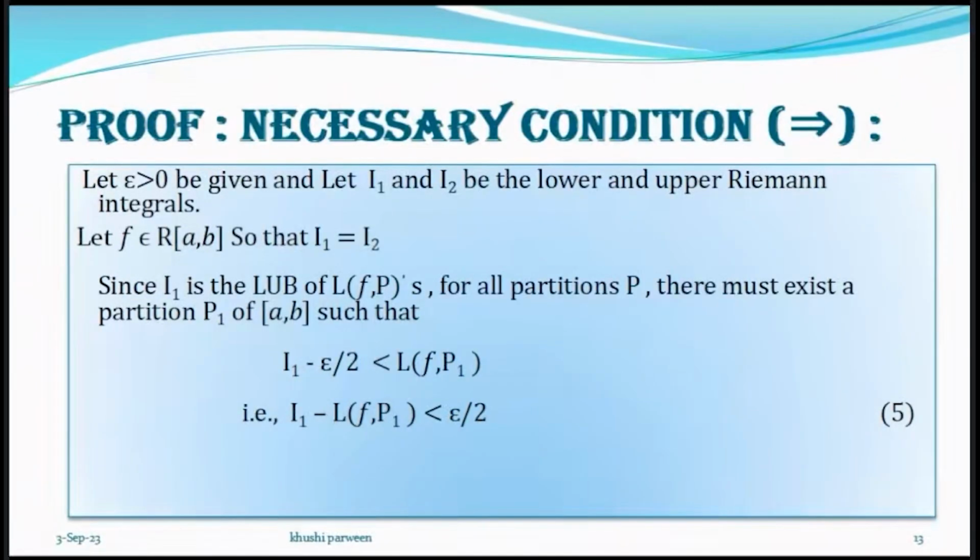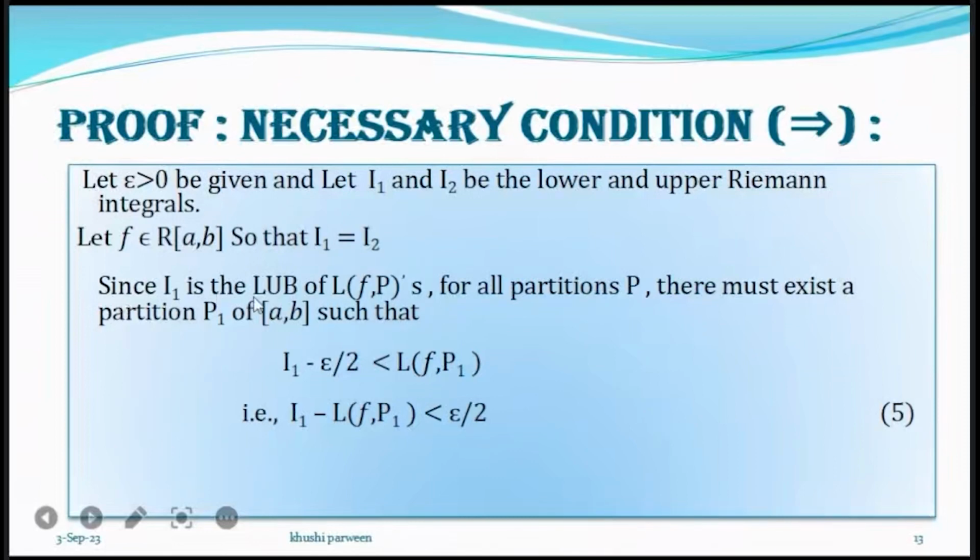Now, the necessary condition has to be proved. Let epsilon greater than 0 be given, and let I1 and I2 be the lower and upper Riemann integrals as usual. So let f belong to R[a, b]. Here the function is Riemann integrable, so I1 is equal to I2. From the Riemann condition of integrability, we know that the lower Riemann integral is equal to the upper Riemann integral.